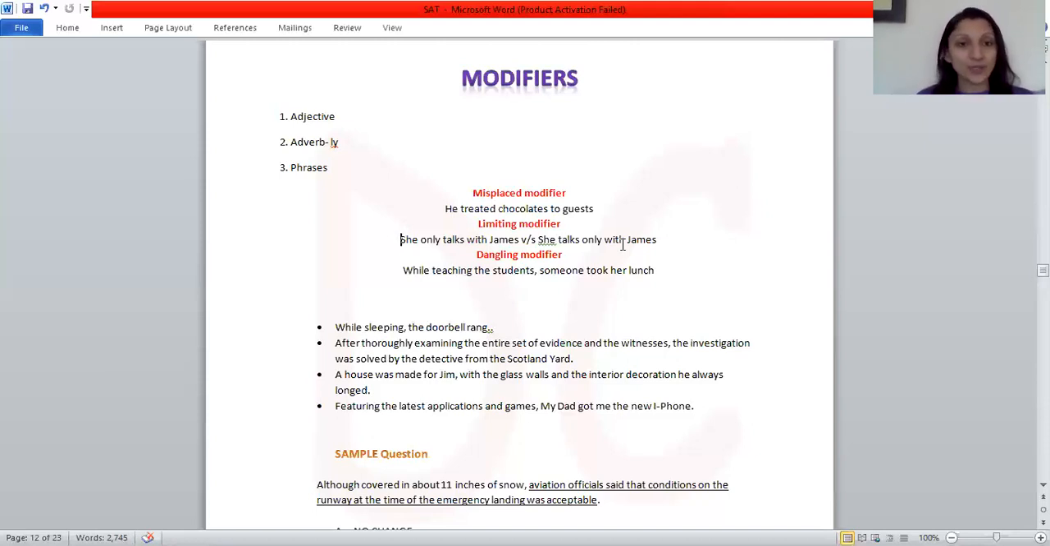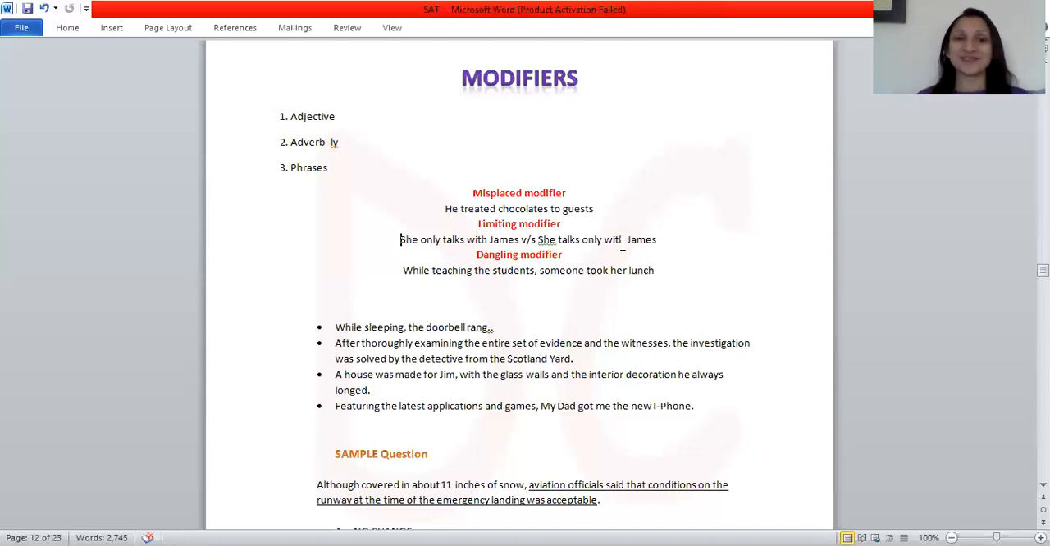So when you say "only" as a modifier goes to "talks," that means what's being limited? The word "talk." She only talks with James. Probably other verbs like, she doesn't like James, she doesn't see James, she does not entertain James. All the other verbs, she doesn't do that. She only talks. Yes. Next one.